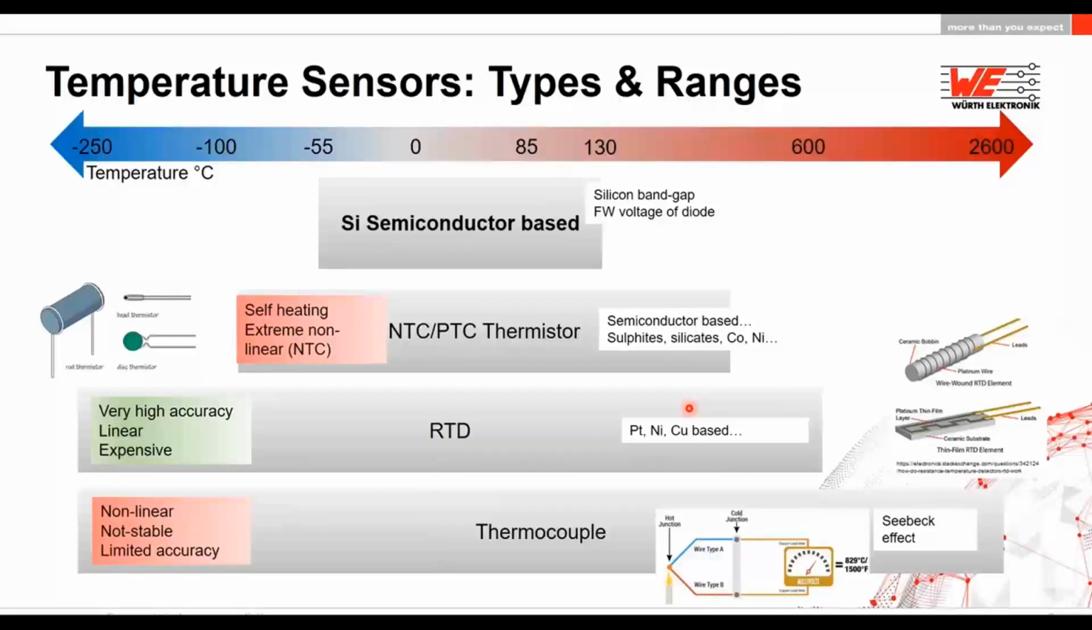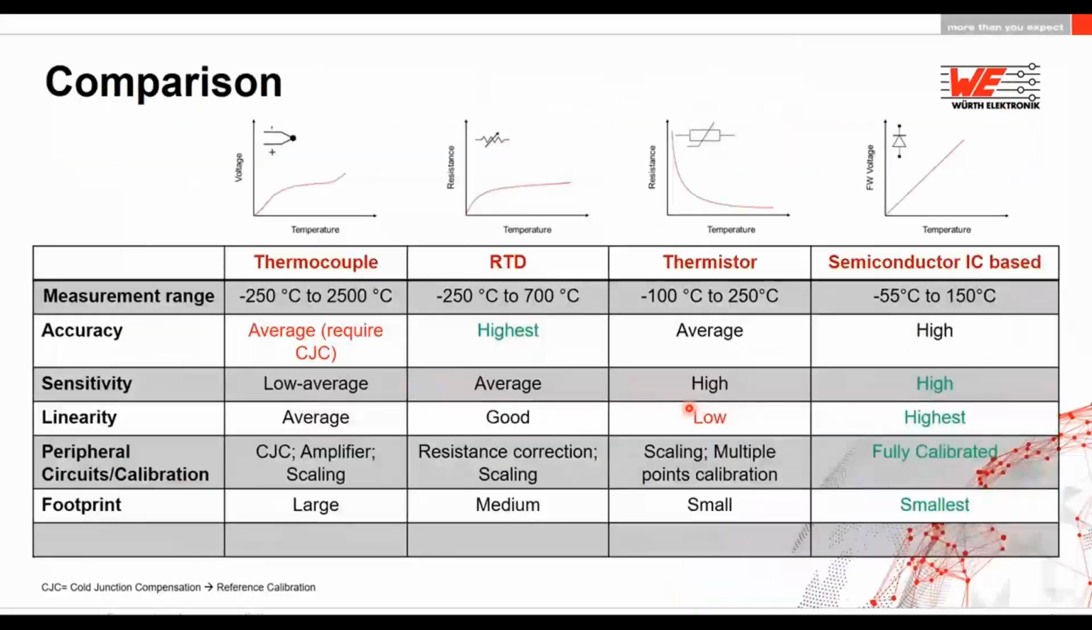Here is the comparison of all of the temperature sensors I discussed in the previous slide. You can see that, for example, for the thermocouple, the accuracy is limited because they require cold junction compensation, which is knowing the temperature of your cold junction. So your reference temperature limits your accuracy at the end. On the other hand, the RTDs have the highest accuracy. Also, the semiconductor-based sensor can now reach a very high accuracy.